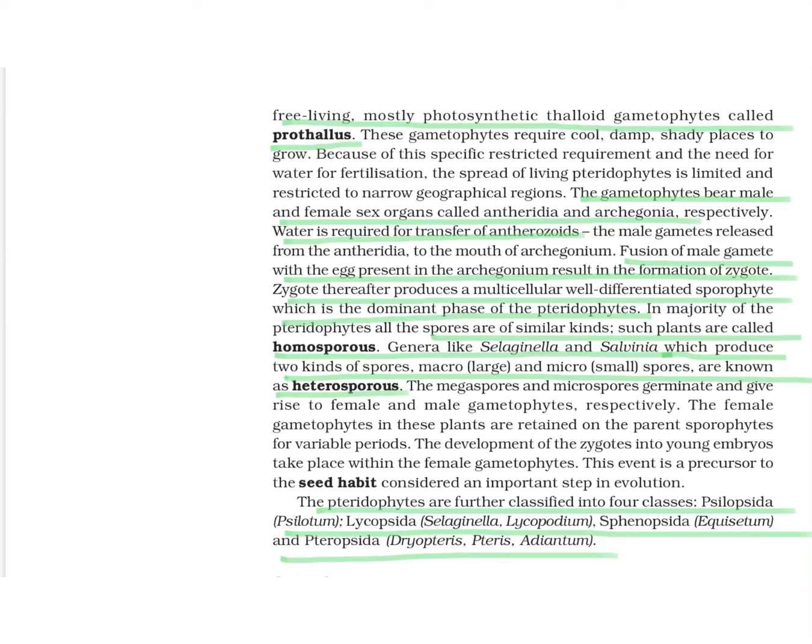In the majority of pteridophytes, all the spores are of similar type, so they are known as homosporous. Homo means similar. So when the spores are similar, they are known as homosporous. There are other examples where two different kinds of spores are present. One may be larger, known as macrospores, and some may be smaller, known as microspores. When these kinds of spores are developed, the plant is considered heterosporous. So Selaginella and Salvinia are heterosporous, they produce different types of spores.